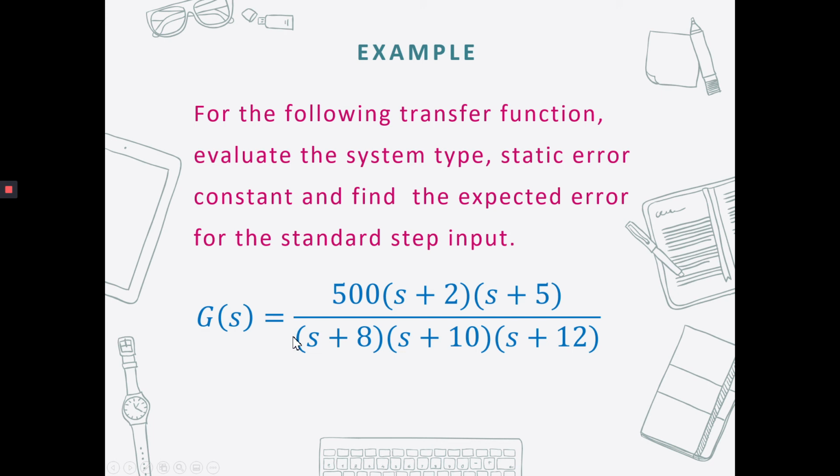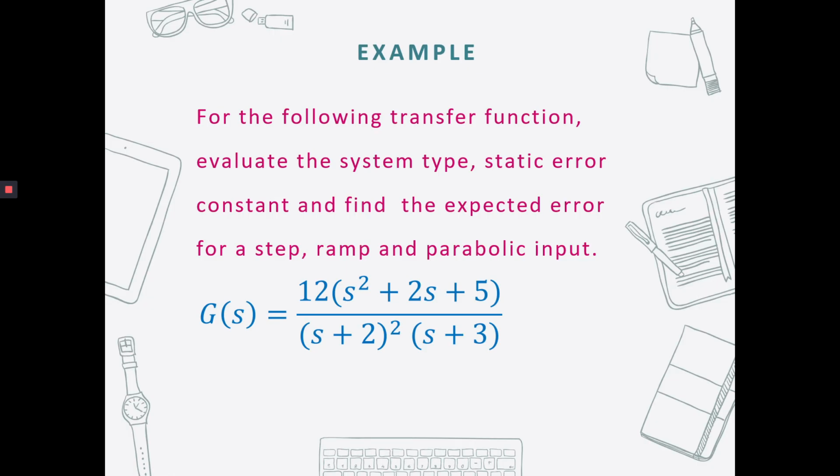And then you determine the static error constant Kp, which is equal to the limit of G(s), where s is approaching 0. So this s becomes 0, and so on. So Kp is equal to 500 multiplied by 2 multiplied by 5 divided by 8 multiplied by 10 multiplied by 12. So you will have the value of constant Kp. And to determine the steady state error for type 0 is equal to 1 over 1 plus Kp.